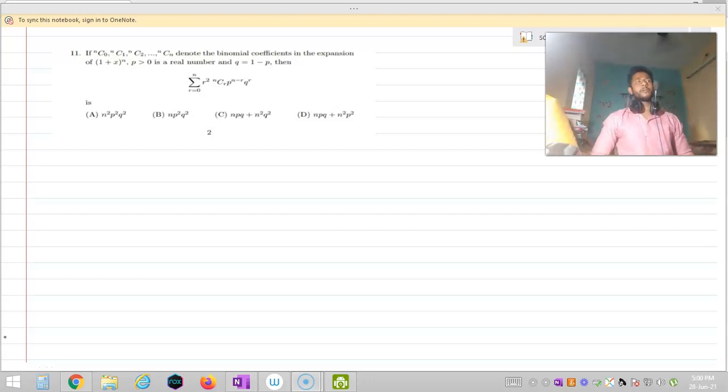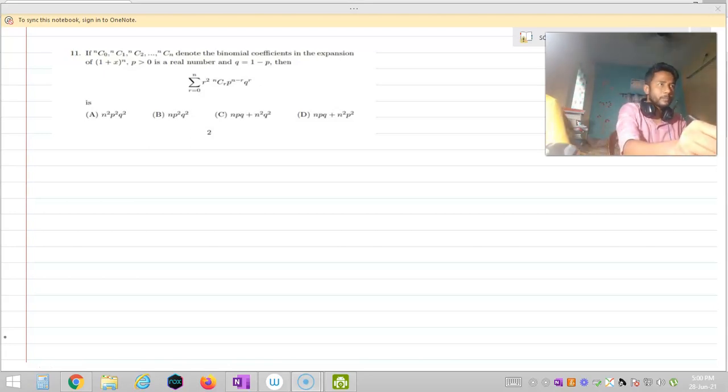Now let us solve question number 11, which says that if nC0, nC1, nC2 up to nCn denote the binomial coefficients of the expression (1 + x)^n, where p > 0 is a real number and q = 1 - p, then we have to find the value of the summation r = 0 to n of r² nCr p^(n-r) q^r. So we have to find the value of this summation.